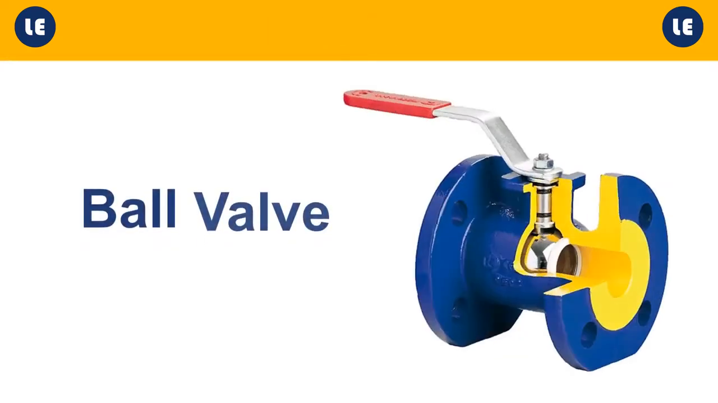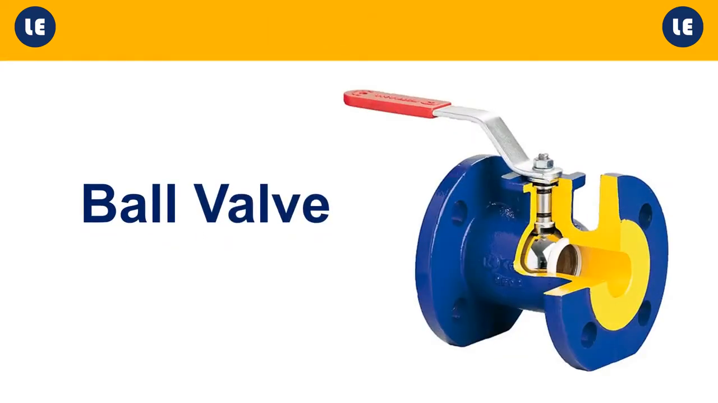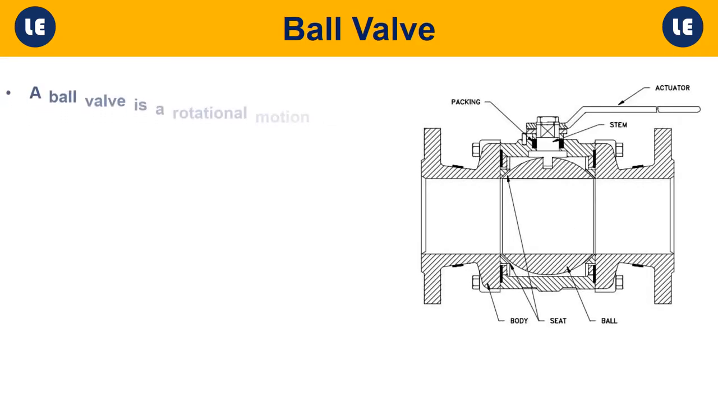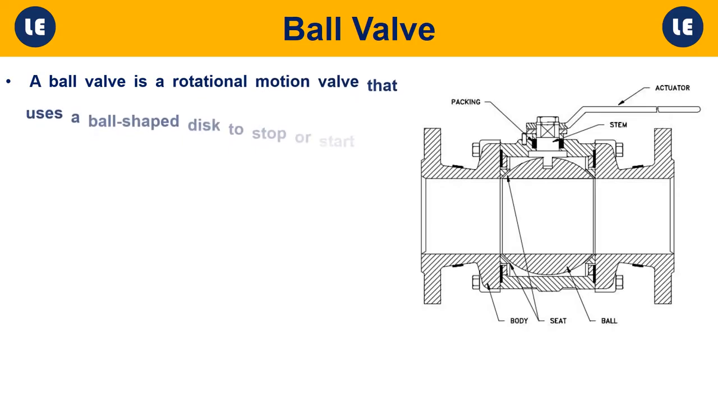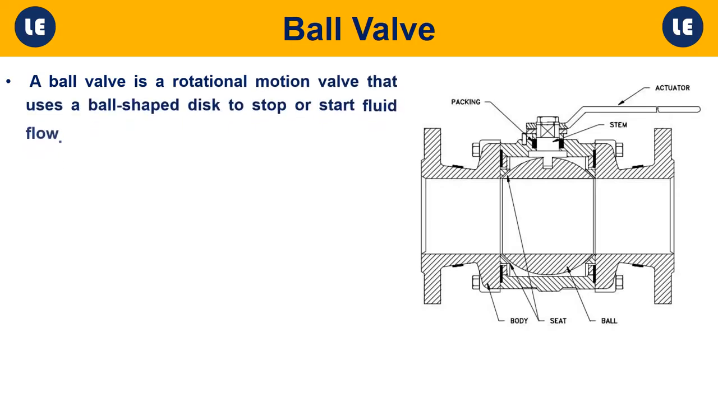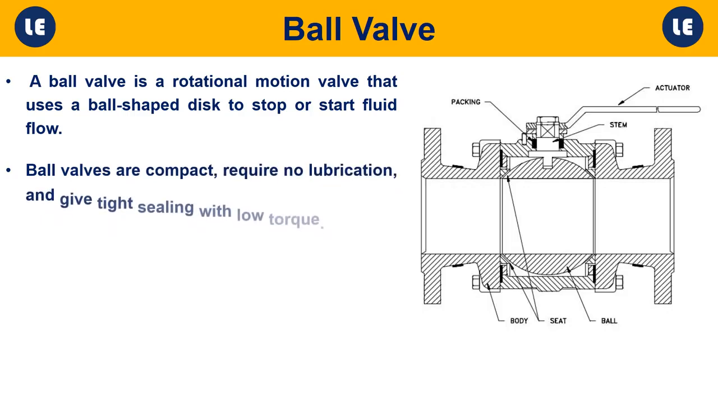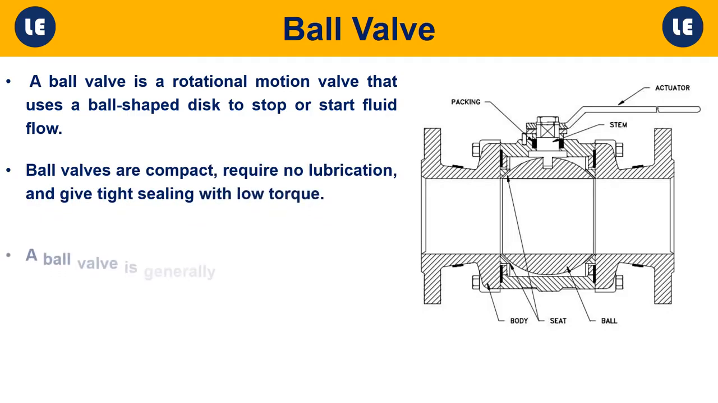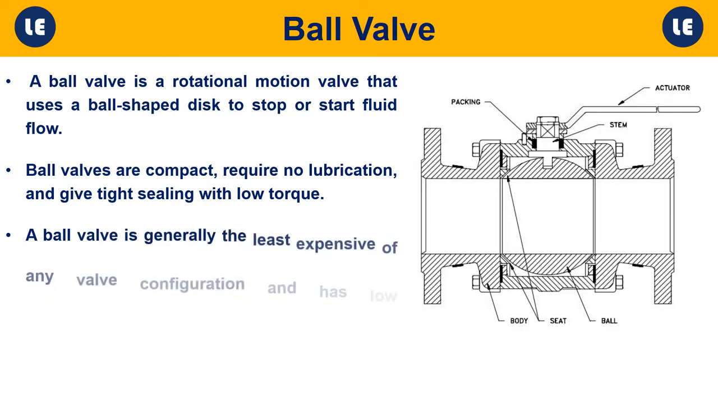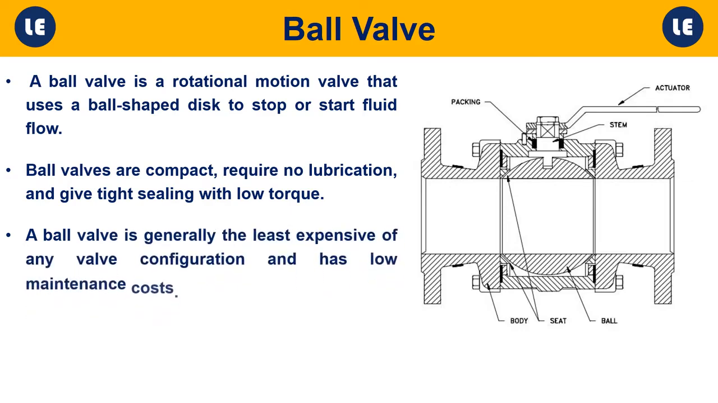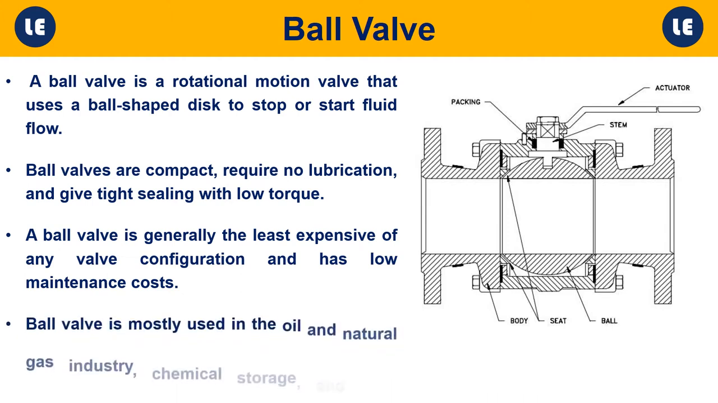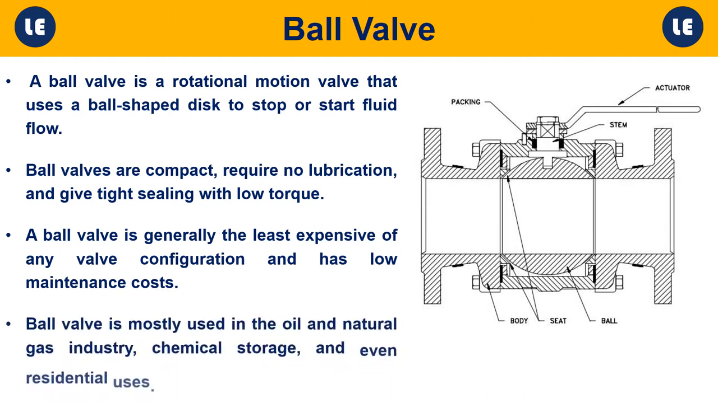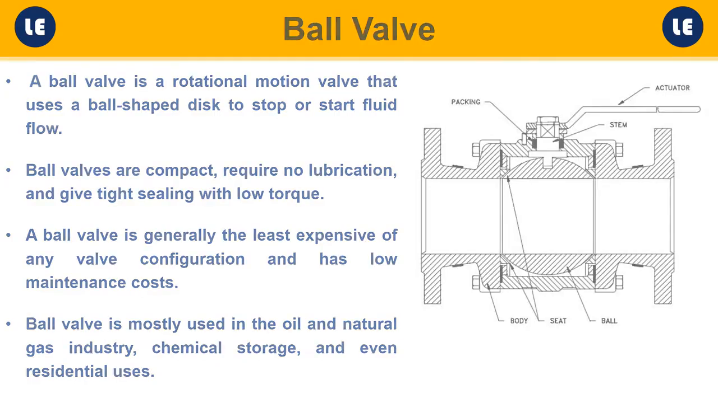Ball valve. A ball valve is a rotational motion valve that uses a ball-shaped disc to stop or start fluid flow. Ball valves are compact, require no lubrication, and give tight sealing with low torque. A ball valve is generally the least expensive of any valve configuration and has low maintenance costs. Ball valve is mostly used in the oil and natural gas industry, chemical storage, and even residential uses.